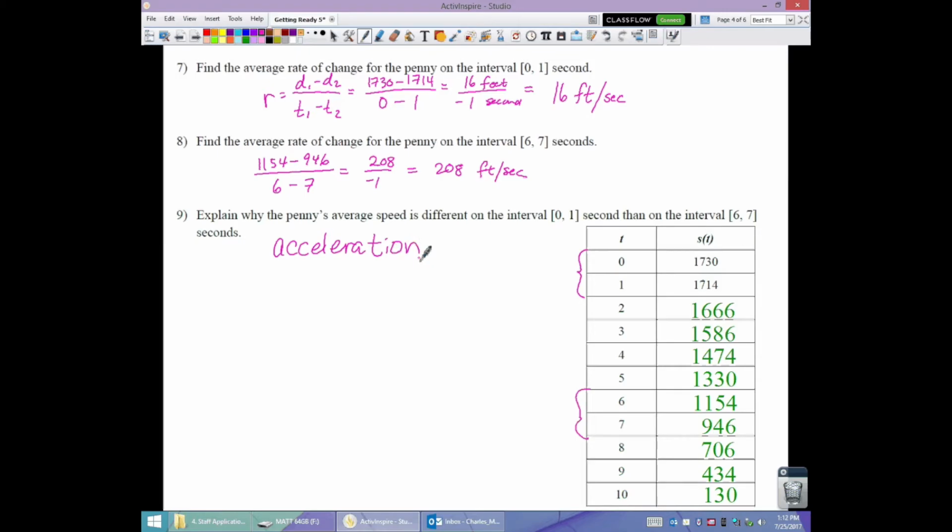Why does that happen? Why is it so different? Acceleration. Why does it accelerate? Gravity.